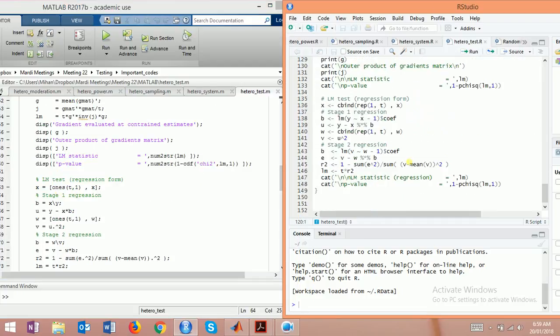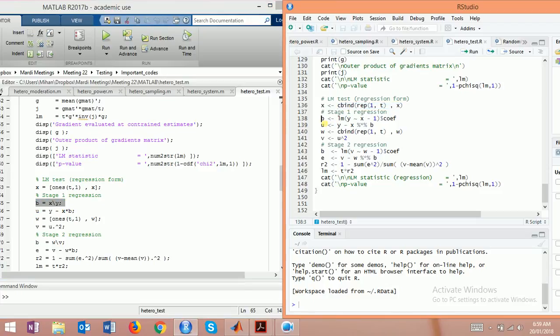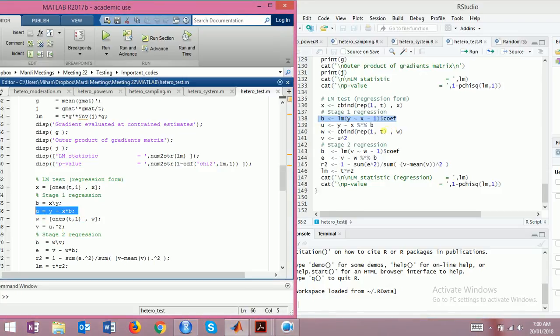In the LM test, first we replicate 1 T times, and x has been replicated that many already, and then we do a column bind, so two different columns. Then y on x is regressed, linear model y on x minus 1. I take the coefficient and store it in B, so u equals y minus beta x.